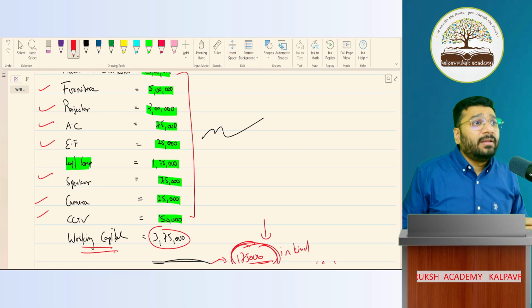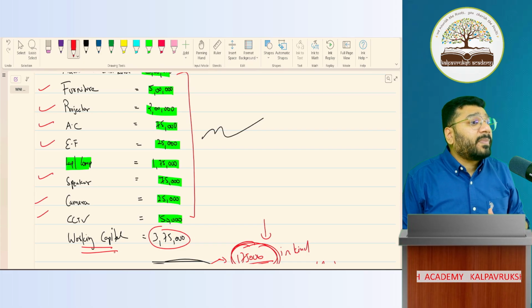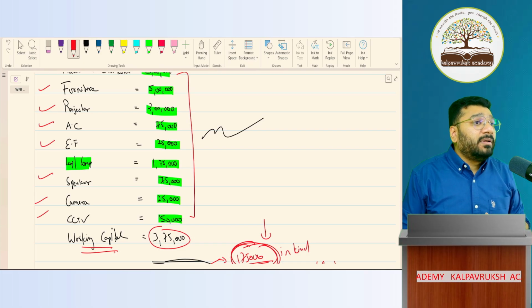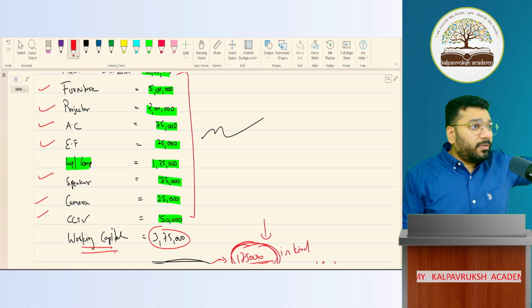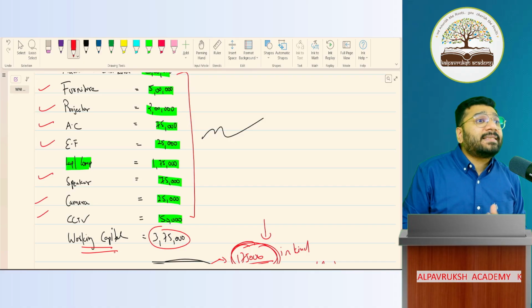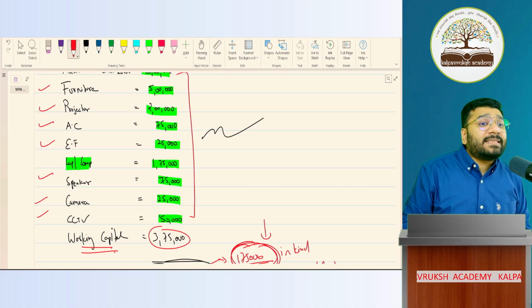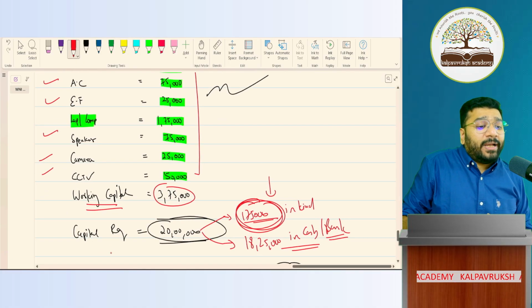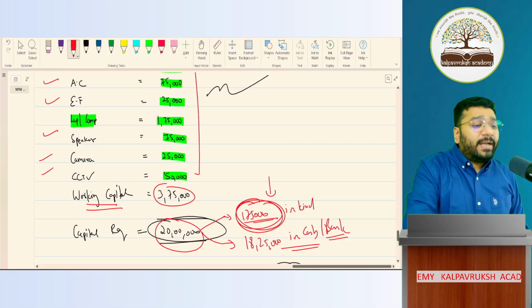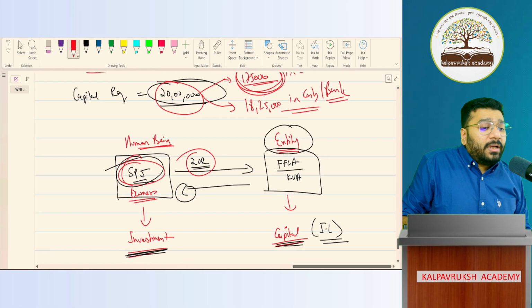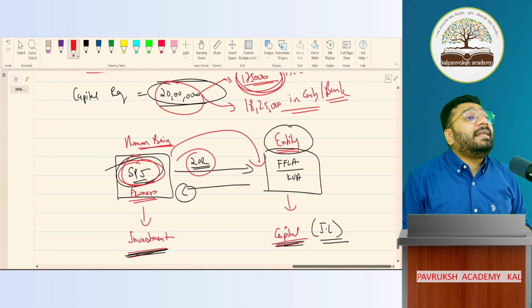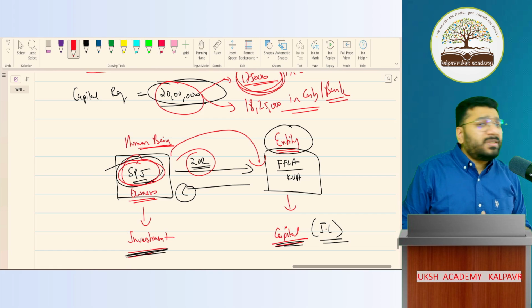What is working capital? The money that is required for meeting day-to-day expenditure. For the day-to-day expenditure that I have to do, I need money. That money is called working capital. What is it called? Working capital. Got it, not got it? Now, all put together, how much money do I need? 20 lakh rupees.